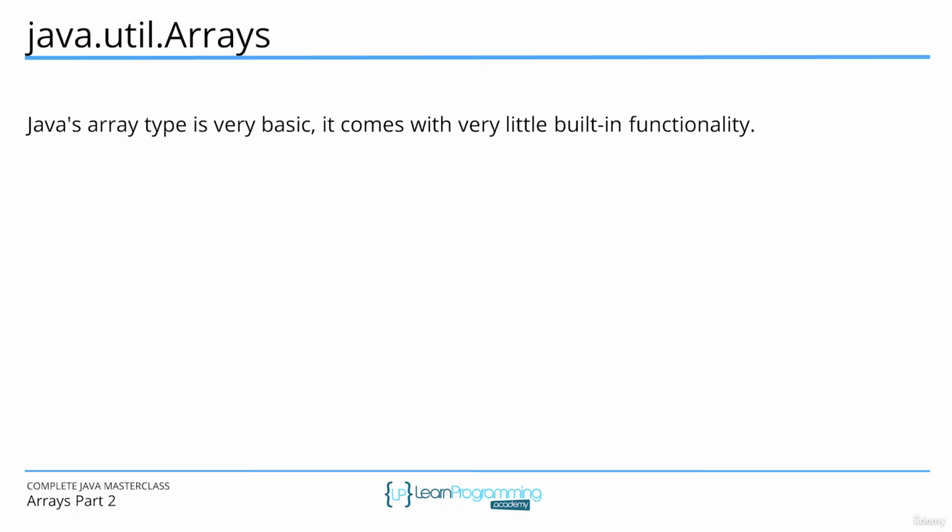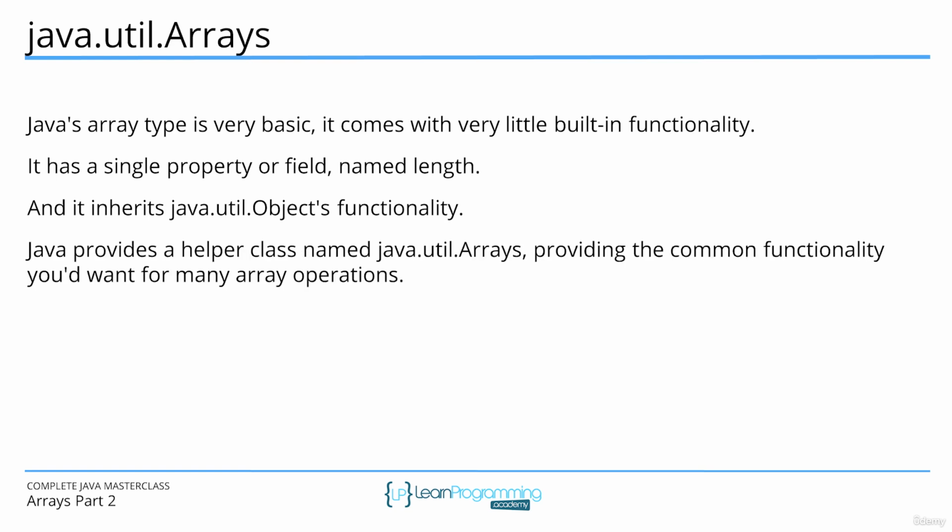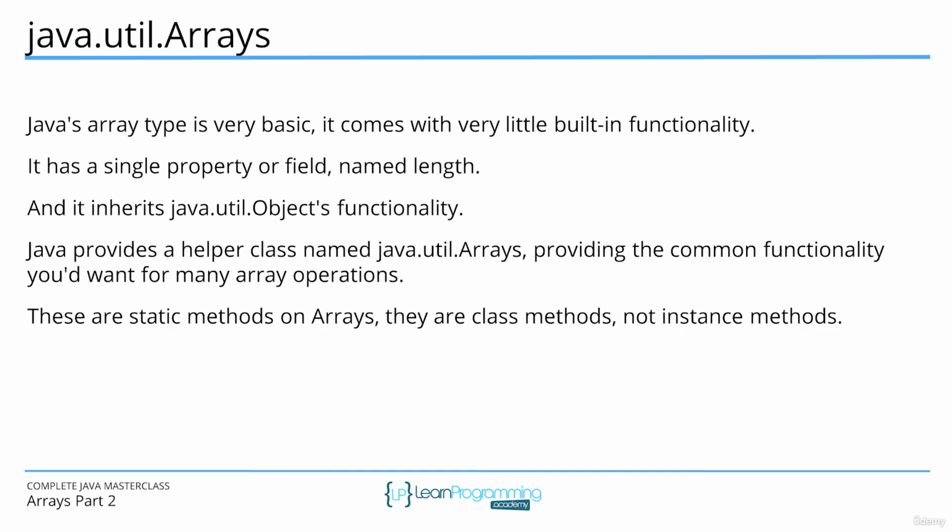Java's array type is very basic. It comes with very little built-in functionality. It has a single property or field named length, and it inherits java.lang.Object functionality. Java provides a helper class named java.util.Arrays, providing the common functionality you'd want for many array operations. These are static methods on Arrays. They are class methods, not instance methods. In the next video, I'll be looking at this class in a lot more detail. For now, I'll use one method in this class to print out the elements in my array, and this method is Arrays.toString.